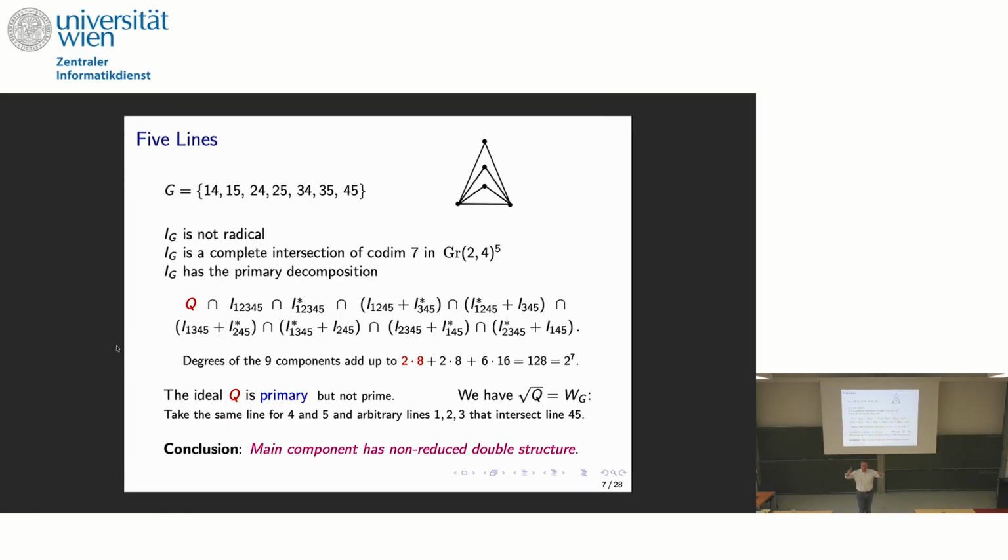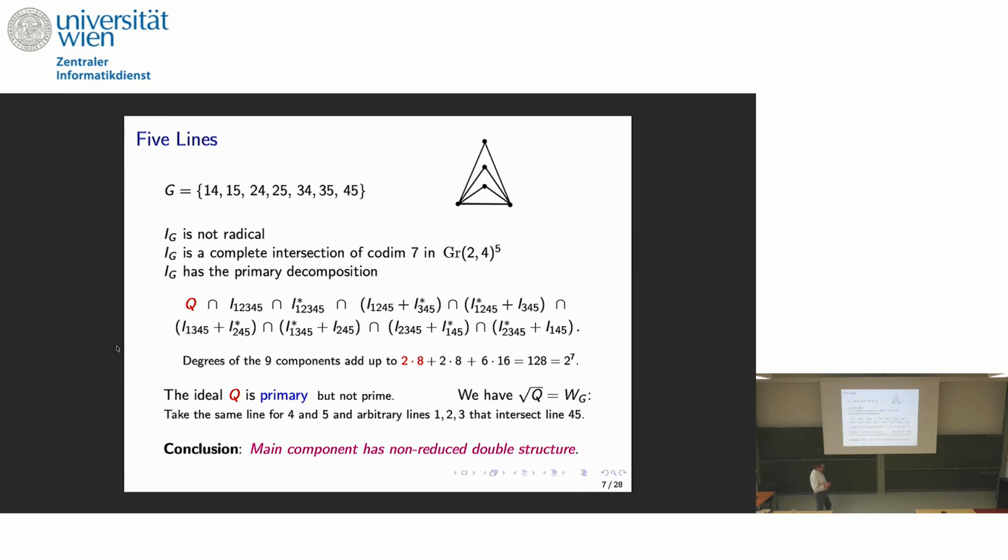So again, you take 4 and 5, you make them the same line. They intersect, and then you pick 3 lines at random that intersect that chunky line. That is a strict realization, and it has this non-reduced scheme structure. So the conclusion is the main component, the entire component, has a non-reduced double structure. So not only do we see the multiplicities on embedded components, we see it on the top dimension, in fact, the strict realization component. Okay.